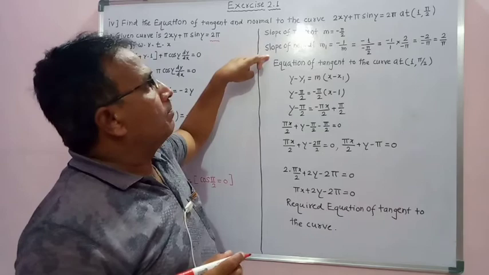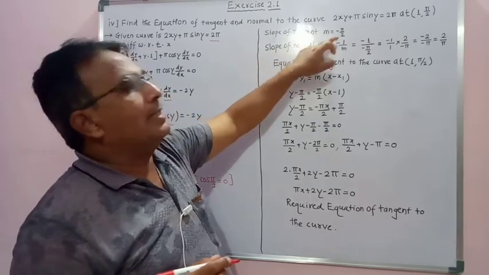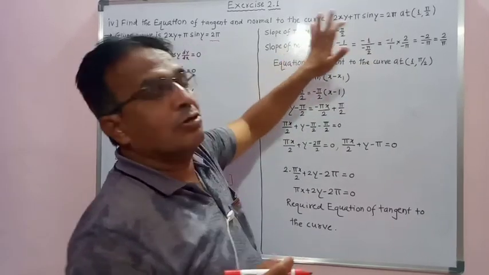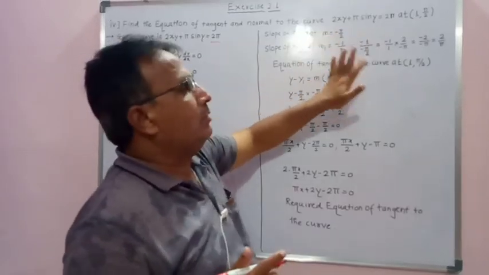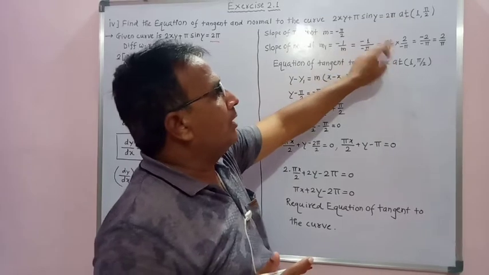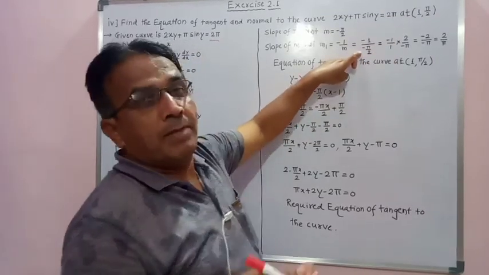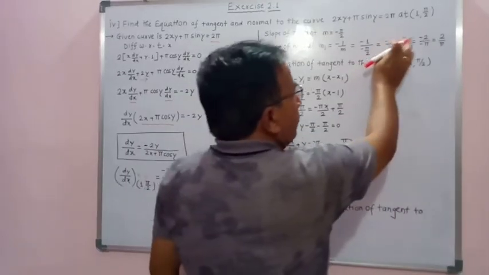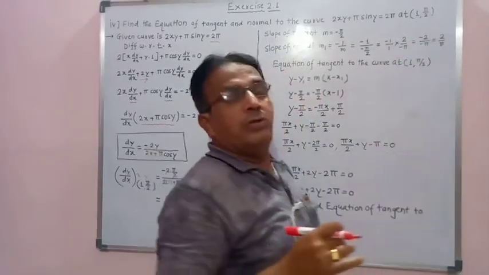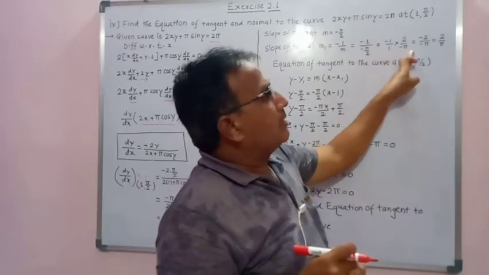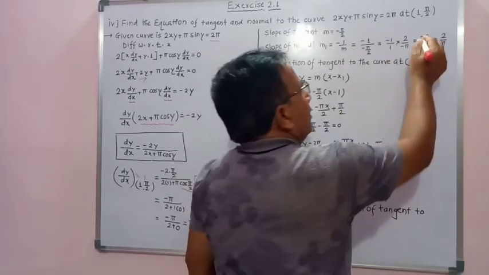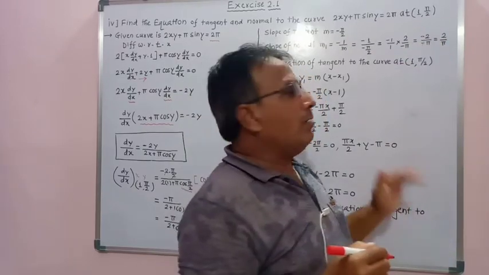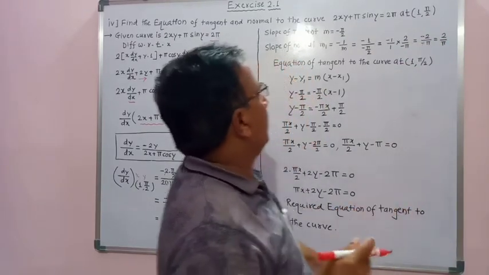Slope of normal, that is m1 equal to minus 1 divided by m. Here m, the slope of tangent, is given as minus pi by 2. Therefore, minus 1 into the reciprocal of minus pi by 2, which is 2 divided by minus pi. Minus 1 into 2 is minus 2, divided by minus pi. This minus and this minus are cancelled. Minus 2 divided by minus pi means 2 divided by pi.